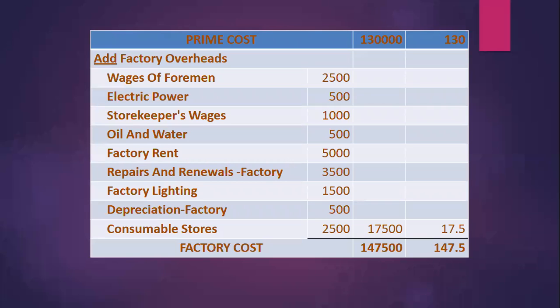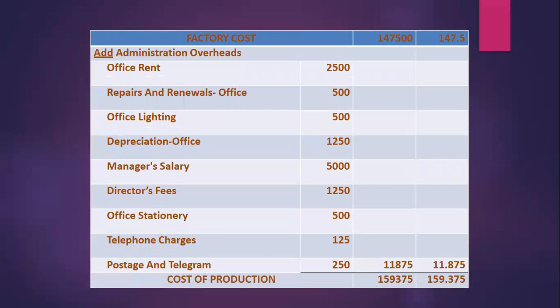Yes sir. Okay. Now, next, once you get the factory cost, we have per unit factory cost also. We have to adjust administrative overhead, all expenses related to office. We took the total of that. Total office related expenses 11,875. If you want to find out per unit, you just divide it by 1,000. You'll get the value. And when you add these total office related expenses with the factory cost, you'll get cost of production. Is this clear, everyone?